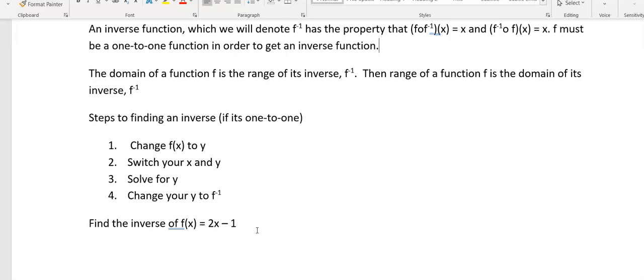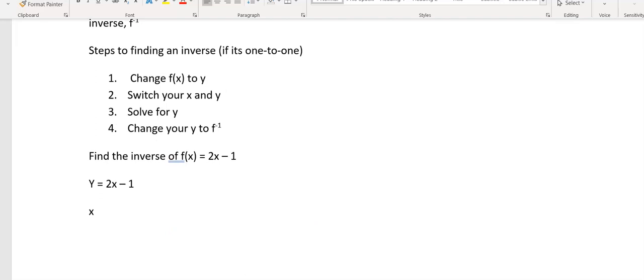Now, it is 1 to 1 because if we think about the graph of this thing, this is in y equals mx plus b form, which means it's a line, and a line will certainly pass a horizontal line test. So let's go ahead and do our first step, change f of x to y. Second step, switch the x's and the y's. So my x is going to become a y, and my y is going to become an x. So it looks like that.